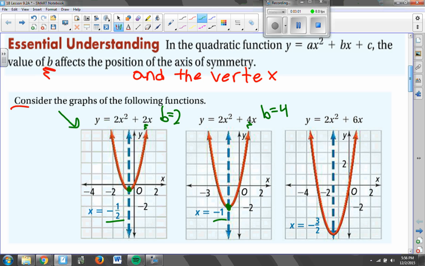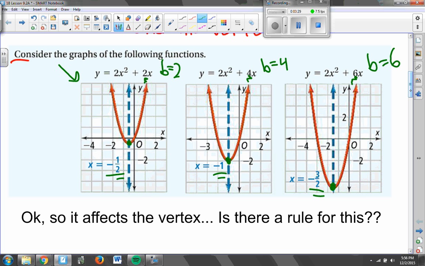So by changing my b value, I change my axis of symmetry. And finally, when I go all the way up to b equals 6, 2x squared plus 6x, now my vertex is all the way over here. The x value is negative 3/2, or negative 1.5. So I went from negative 1/2 to negative 1 to negative 1.5. As we can see from that example, by just changing the b value, we affect where the vertex is. So it affects the vertex.